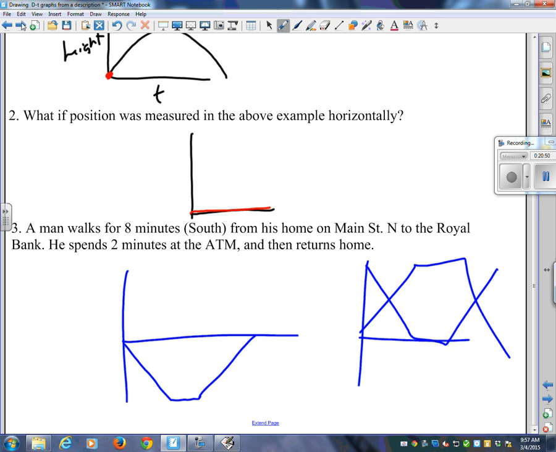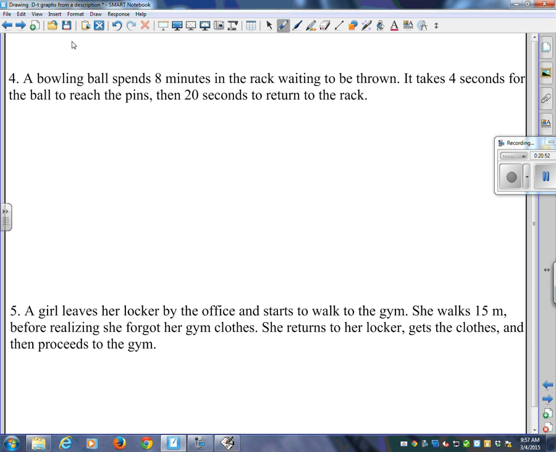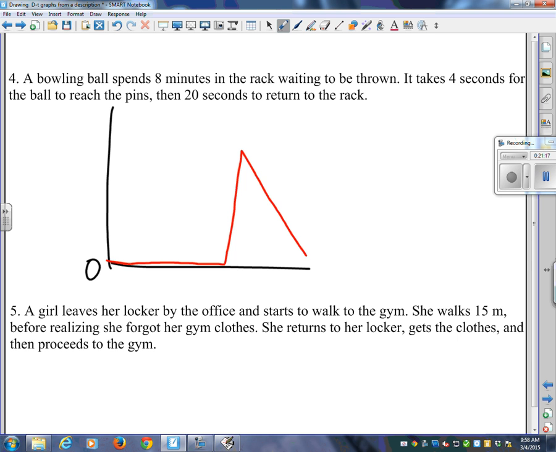A bowling ball spends 8 minutes in the rack waiting to be thrown, then takes 4 seconds to reach the pins, then 20 seconds to return. Again, which is the origin? The rack or the pins? Most people say where it starts. So it spends 8 minutes sitting there, really long line, doing nothing. 4 seconds to go to the other end, basically straight line up, and then 20 seconds to come back, right? Not to scale. Not even close to scale.